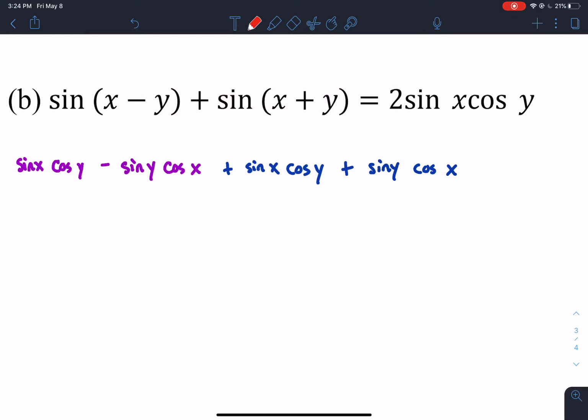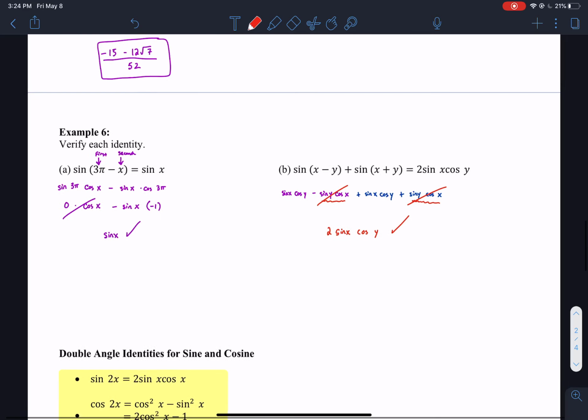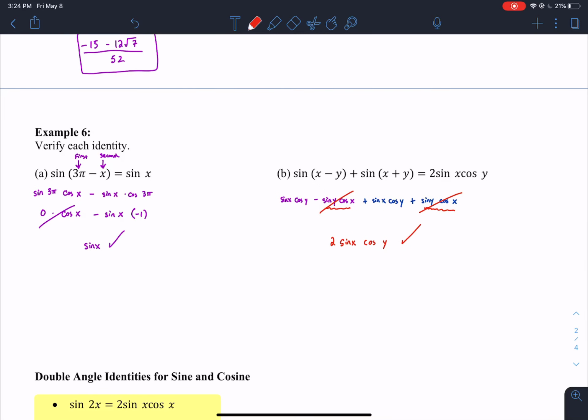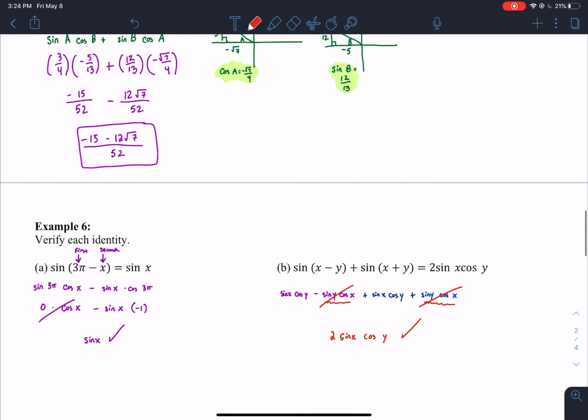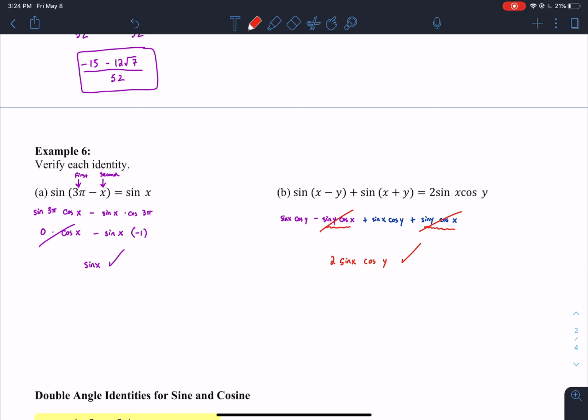So I got sine of y, cosine of x, and then I got sine of y, cosine of x. All right, so those are going to cancel. And then if I put sine of x cosine of y plus sine of x cosine of y, you have 2 sine of x cosine of y. Okay? And then you're done. All right? So that's how you guys are going to use your sum and difference formulas for cosine and sine. And then the next video, I'll talk about double angles for sine and cosine.